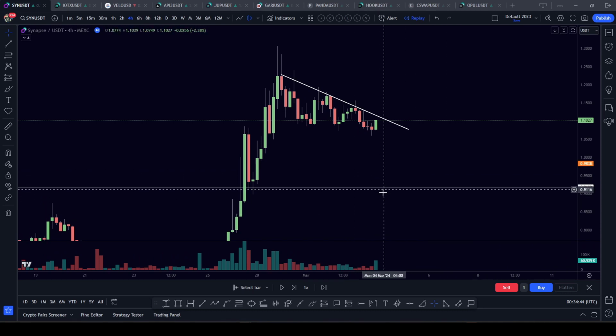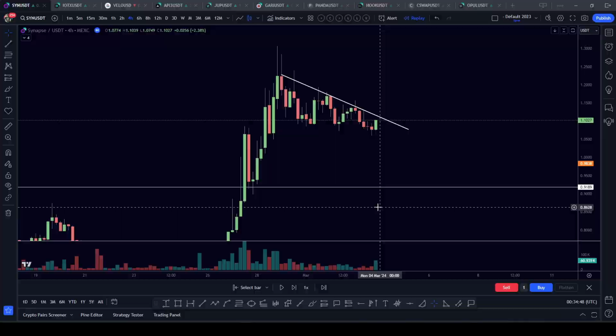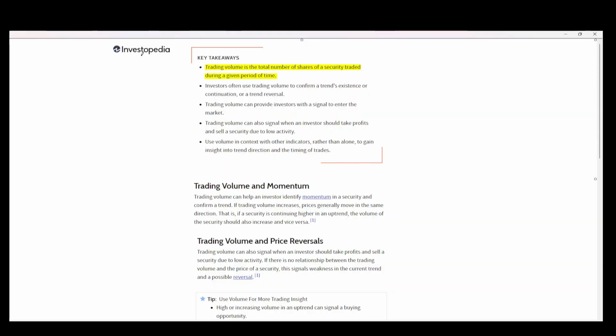And before we continue, let's identify what websites say volume is. Now, one of my favorite places to go to is Investopedia. Their information is based off of stocks, but we can still use this for crypto. So their key takeaways: trading volume is the total number of shares, or in our case would be crypto, the amount of tokens traded during a given period of time. So this could be on the 4-hour, the daily, and so on.